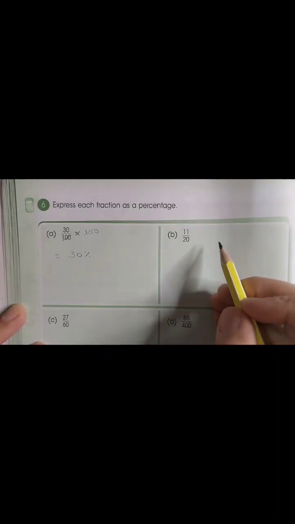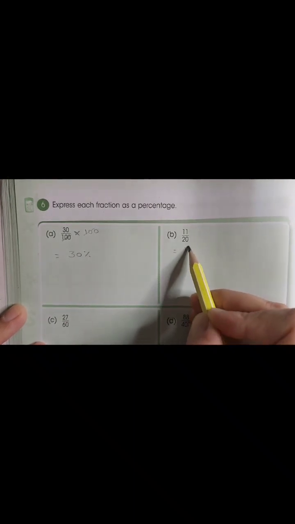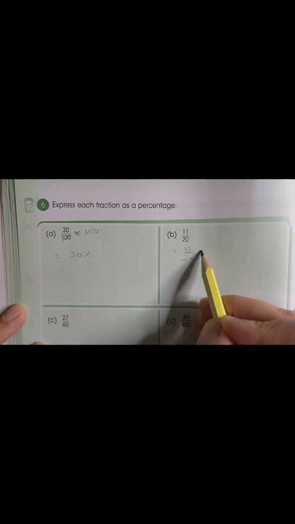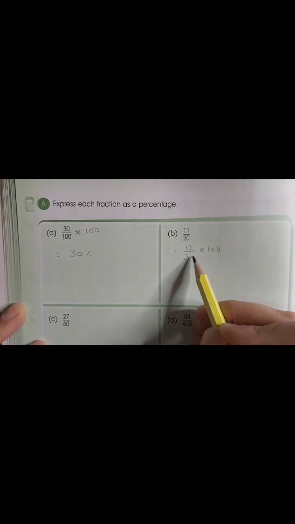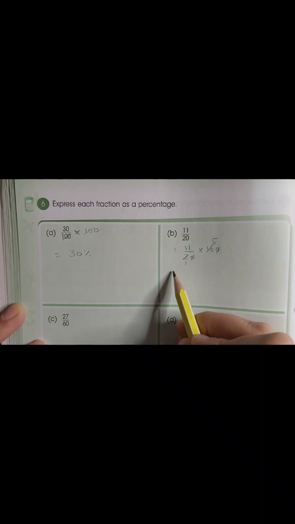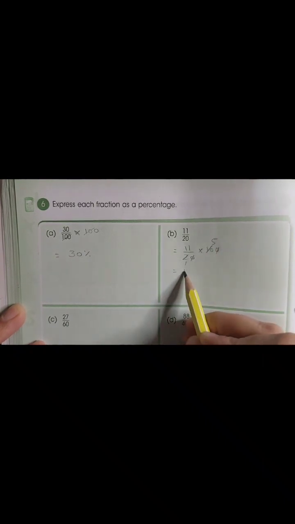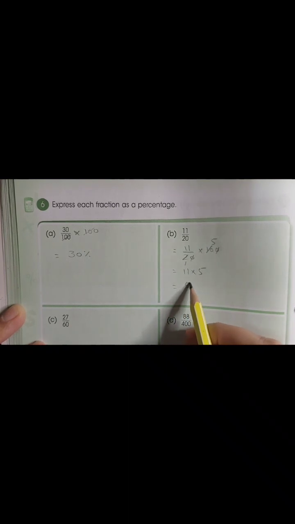Okay, part B is 11 upon 20. So what we have to do in the next step, 11 upon 20 multiply with 100. So we can cut 0, 0, 2 1s are 2, 2 5s are 10. So it will become what? 11 multiply by 5. So it will become 55%. Okay, now move on to part C.